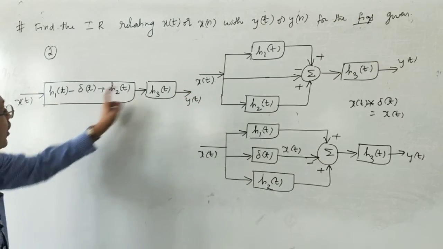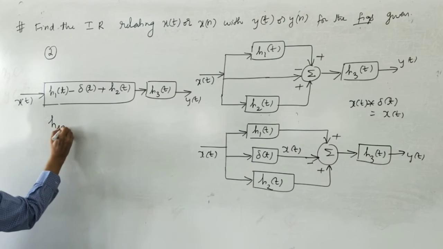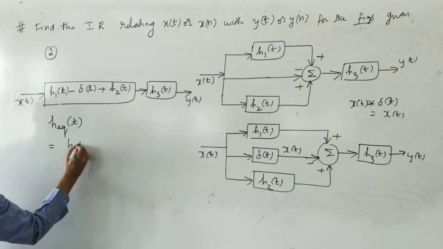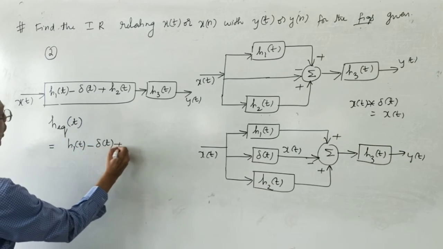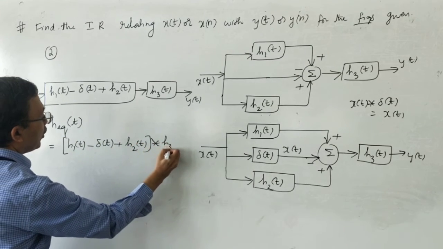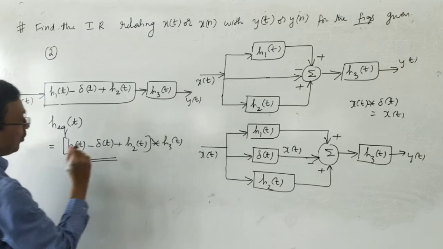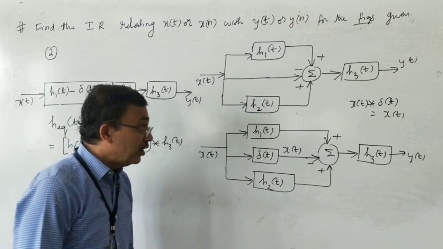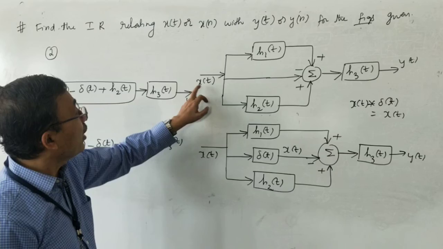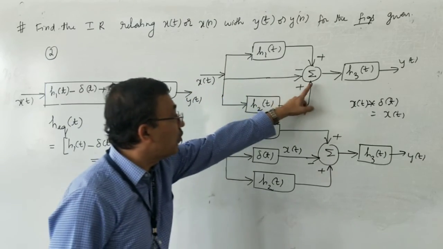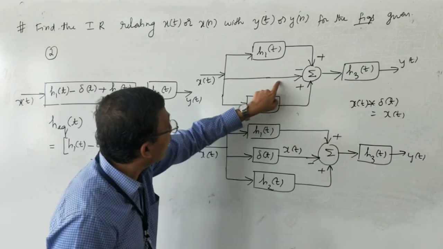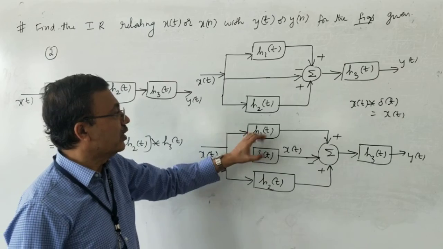Now you have got two blocks in cascade, hence equivalent impulse response H equivalent of T equals convolute these two impulse responses. H1 of T minus delta of T plus H2 of T is convoluted with H3 of T. So I have done, these are the types of problems normally asked in the examination. It's a very tricky problem in the sense, instead of writing delta of T, students will write 1. Please note that X of T convoluted with 1 is not X of T. X of T convoluted with delta of T is X of T. Therefore, this middle path has an impulse response delta of T, not 1.